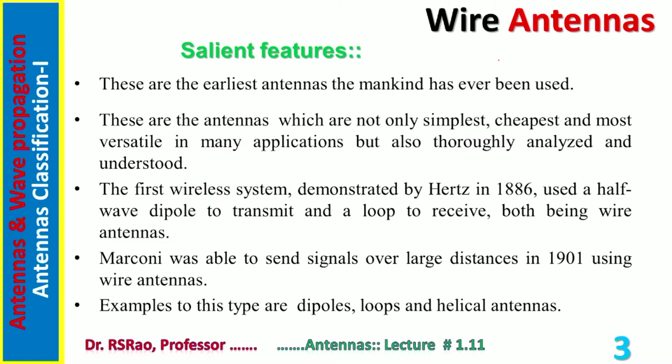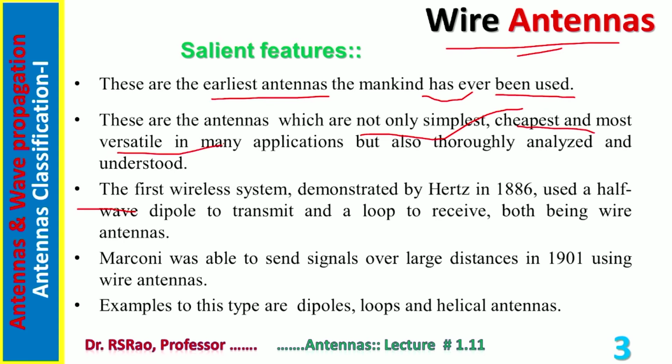Now, a few important, significant points which enhance our understanding regarding the classification. We consider a few points regarding wire antennas. Wire antennas are the earliest antennas mankind has ever used. These are the first antennas known to mankind. These are the antennas which are not only simplest, cheapest, and most versatile in many applications, but also thoroughly analyzed and understood.